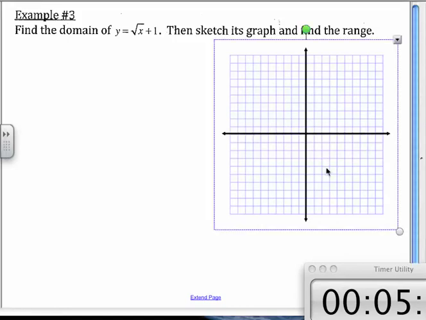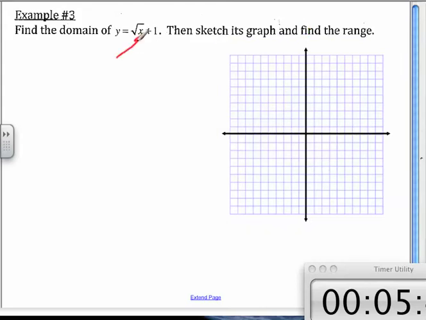All right, guys, here we go. Example number 3 here, it says find the domain of y equals square root x plus 1. Oh, Mr. C, I got a variable underneath the radical. What do I need to do? Well, I need to say that that variable has to be greater than or equal to 0.